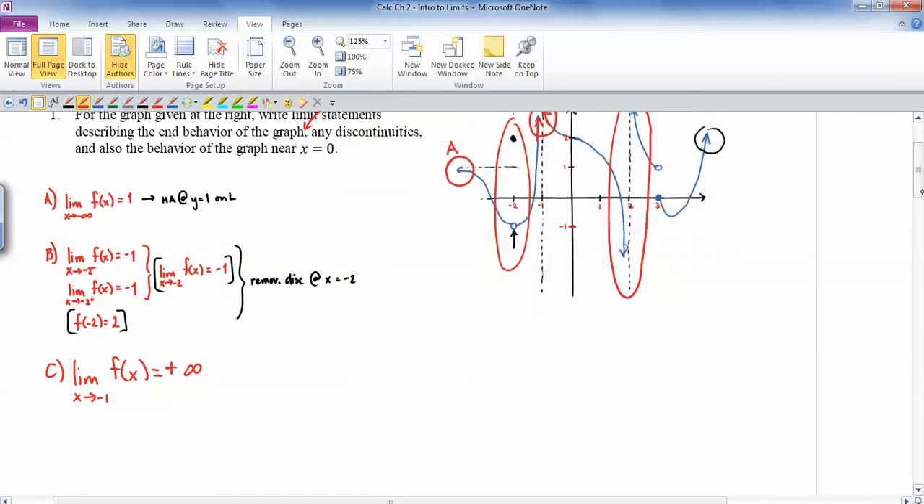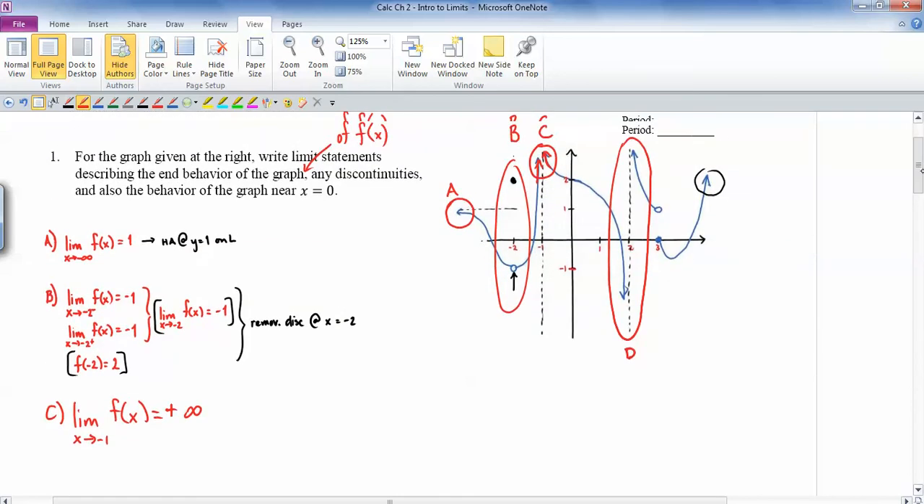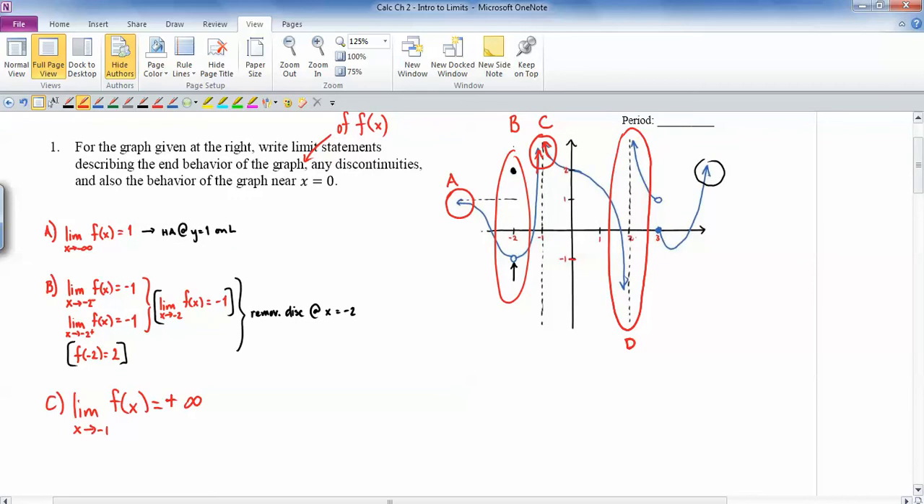Right, so we'll call that D. So D is happening around 2. So the limit as x goes to 2. Now I can't just leave this region blank because it's doing different things on the opposite sides of 2.